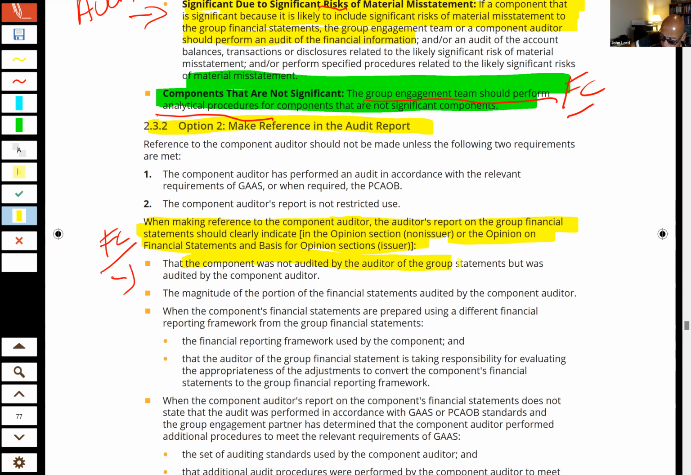The component was not audited by the group auditor, but was audited by the component auditor. The magnitude of the portion, we'll literally call out a percent. So flashcard those couple of things. There's other things that they ask for there, but I don't think we need to kill ourselves with a flashcard with every possible thing that needs to be included in there, because those are the big ones.